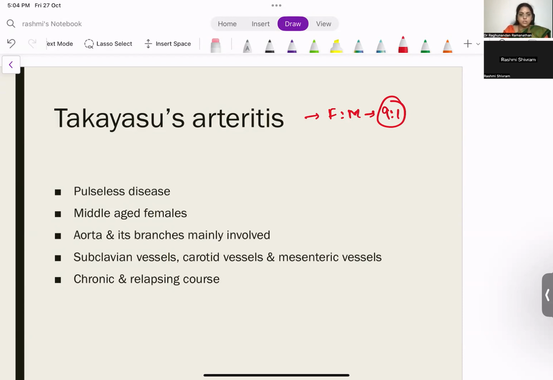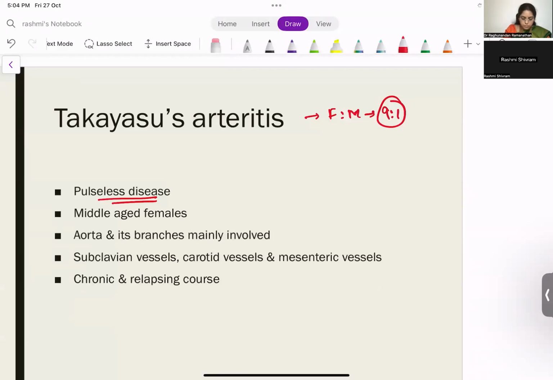So Takayasu arteritis is also called a pulseless disease. Why is it called a pulseless disease? Because Takayasu arteritis usually manifests as stenotic lesions. There is stenosis, so what happens because of that? You will have decreased pulsations. Characteristically, you will see that the patient has differential BP in the upper limbs. One hand will show normal BP, one hand will show lesser BP. So this is Takayasu arteritis.